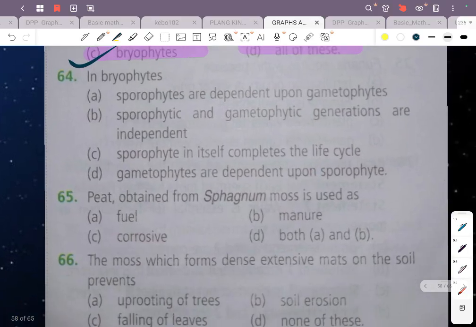Okay, moving on to the next question. In bryophytes, A, sporophytes are dependent upon gametophytes. Is it B, sporophytic and gametophytic generations are independent? Is it C, sporophyte in itself completes the life cycle? Or is it D, gametophytes are dependent upon sporophytes?